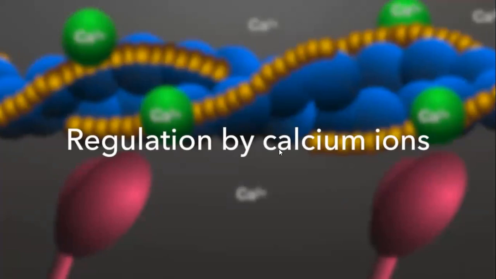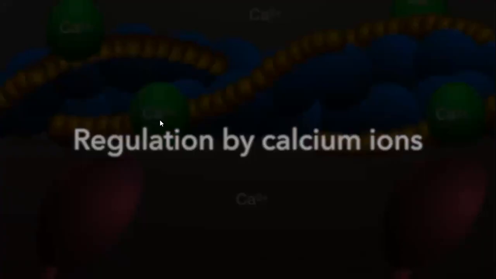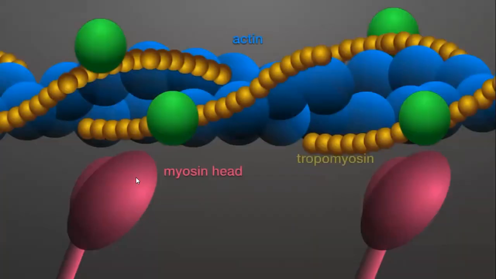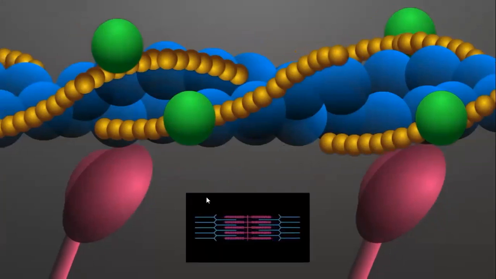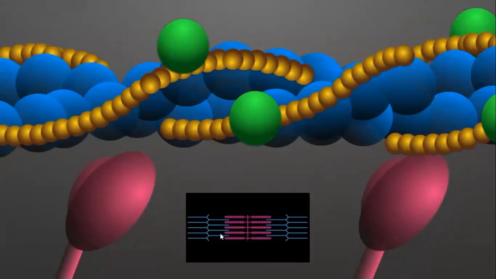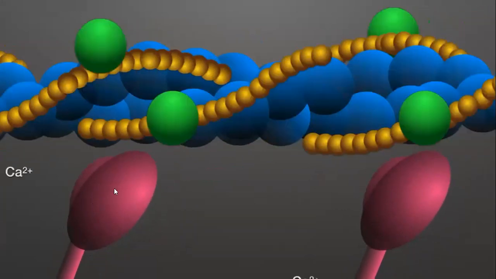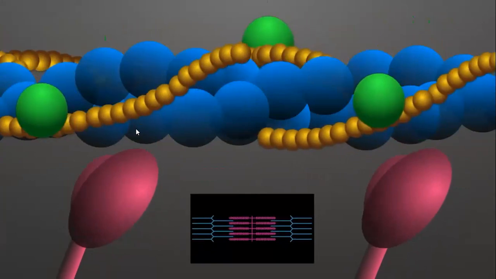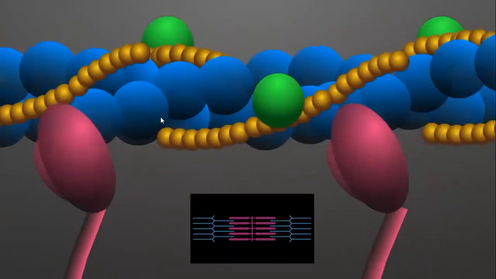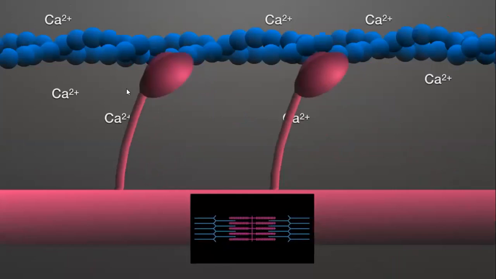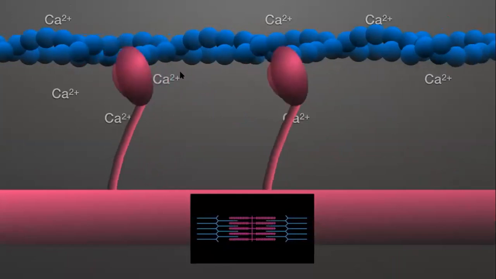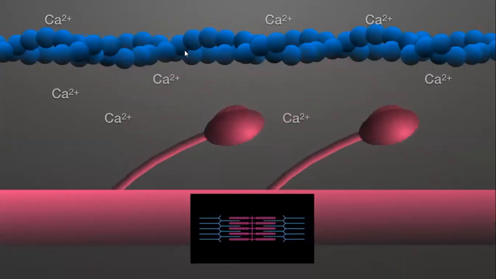See the regulation by calcium ions, how the calcium ions come and the myosin head attaches with this part, the binding site. You can see here the sliding taking place and how the myosin, the thick filaments, are sliding the thin filaments. They are making cross bridges here, right? Again, calcium came. It is sliding the thin filaments like this.